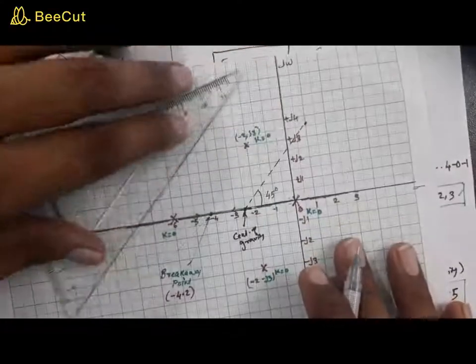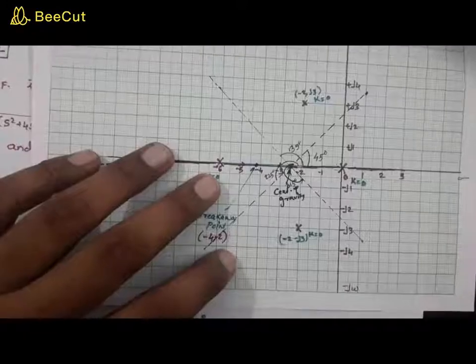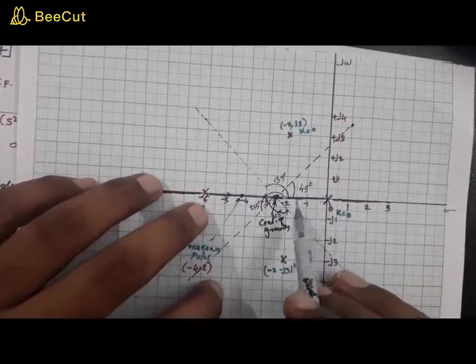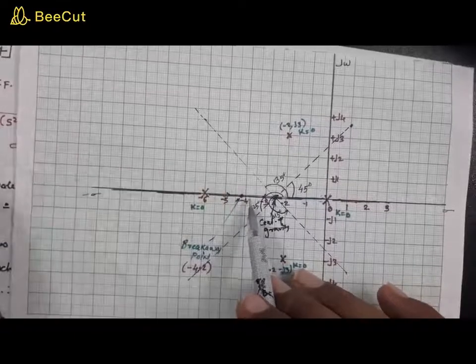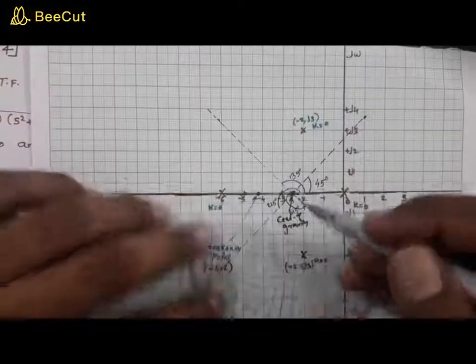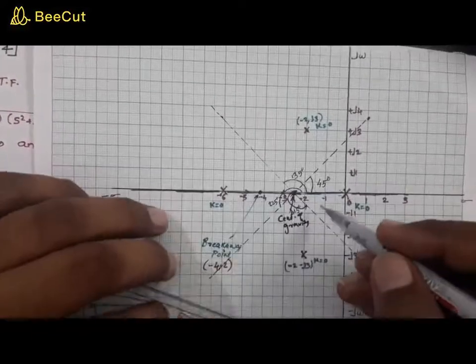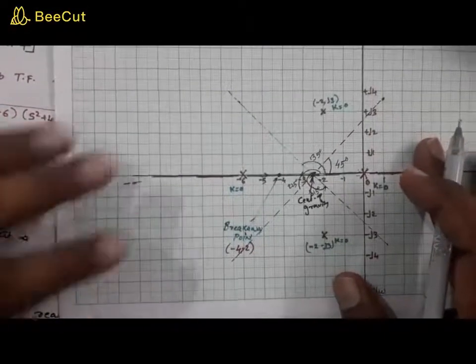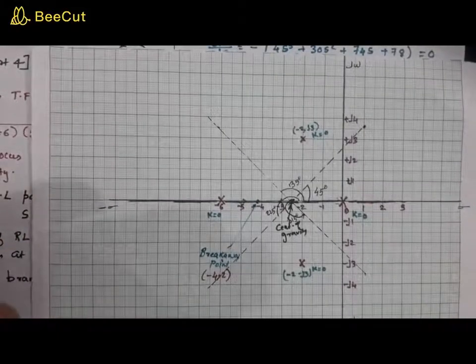Now similarly you can draw the rest of the angles. So the rest of the angles will be drawn as this. This is 45, this is 135. Now, keeping this protractor here, from this you can find 225, and if you plot the 45 from this, you will get this 315 degree. Okay, so this is it. Now, you have got an idea how this root locus is going to move.